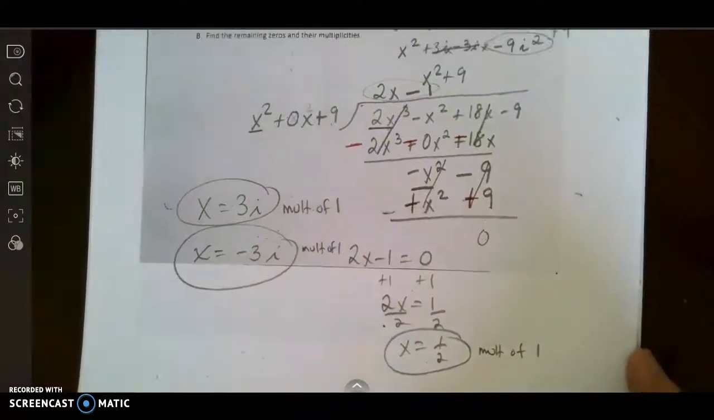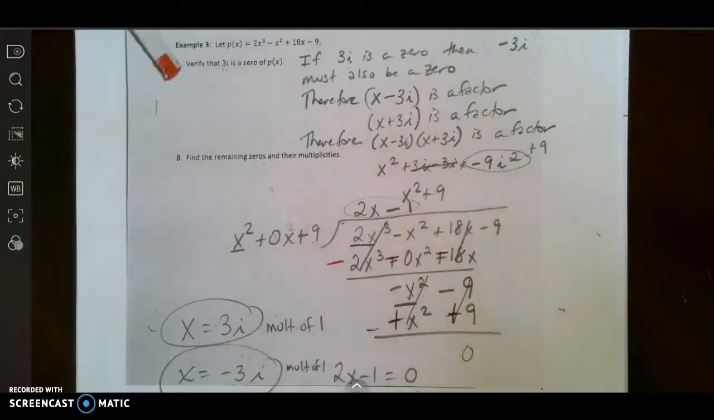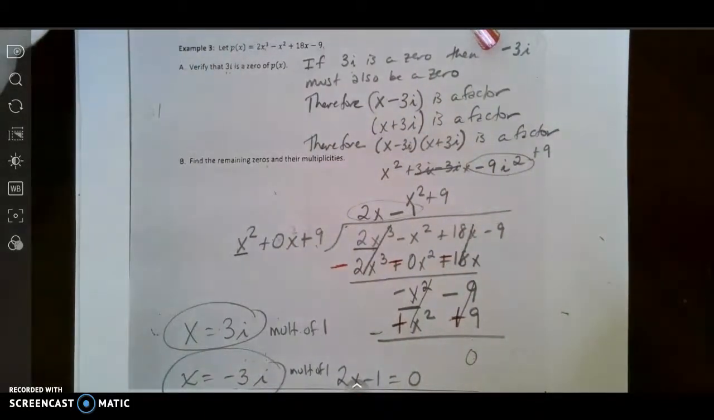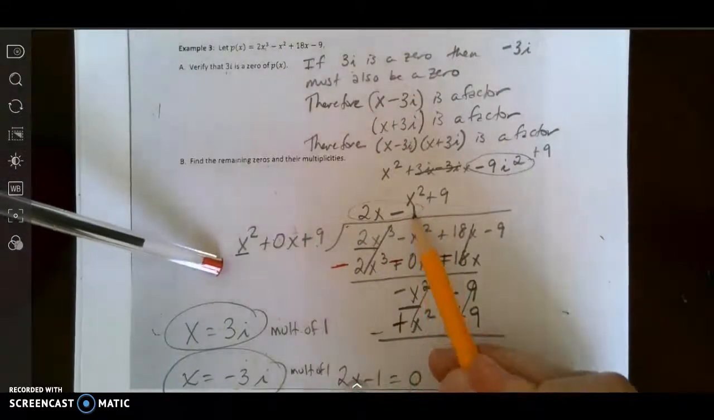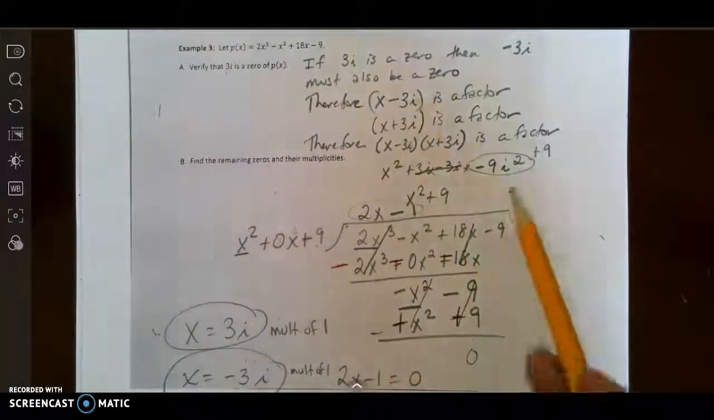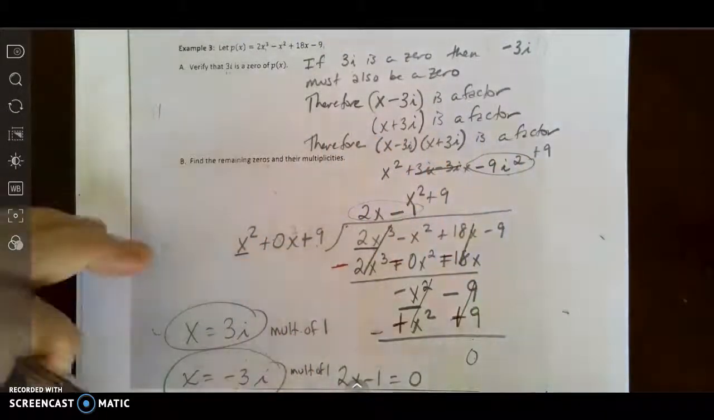This process here, where I give you one complex solution, which automatically gives you the second, and then you can multiply, divide, and find the third 0, this is something you're going to have to do on your test. So we're going to have to practice this a little bit more.